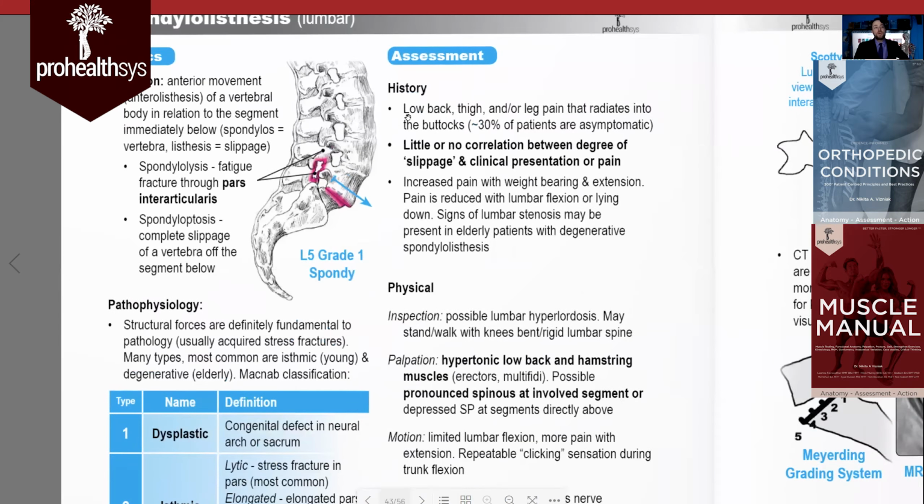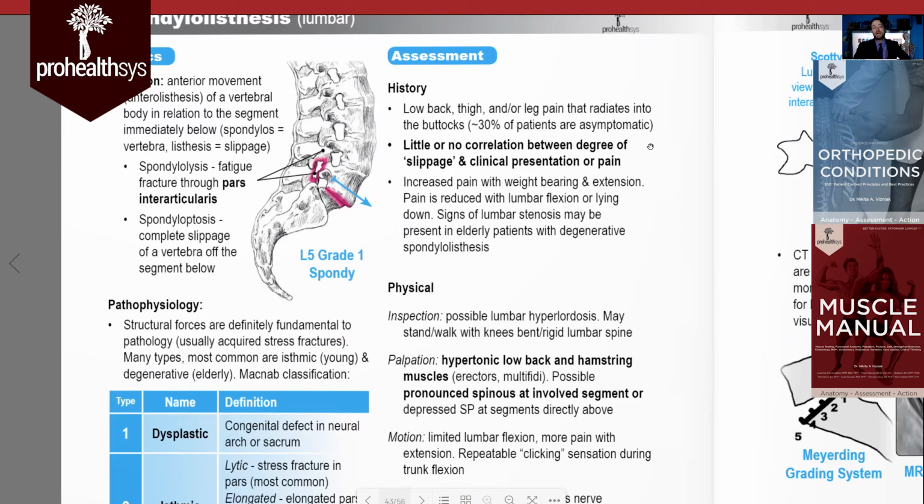Okay, so what do you get? You get low back pain. Go figure. That radiates down into the buttocks, but does not go past the knee. If the pain goes past the knee, what are you thinking? Yeah, you're thinking radiculopathy, nerve root compression, okay?